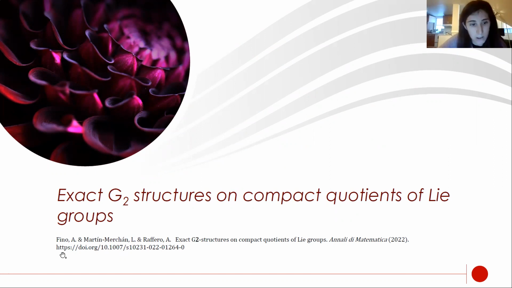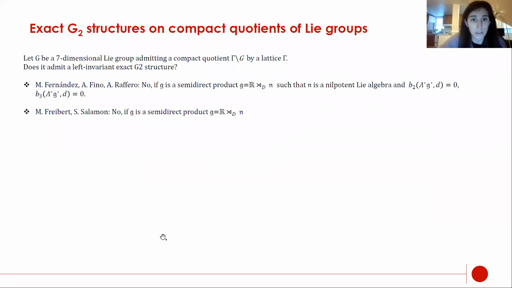topic: exact G2 structures and compact quotients of Lie groups. It's a joint work with Fino and Raffero. The question was that, let's consider G as a 7-dimensional Lie group admitting a compact quotient by a lattice. So the question is, does it admit a left invariant G2 structure?